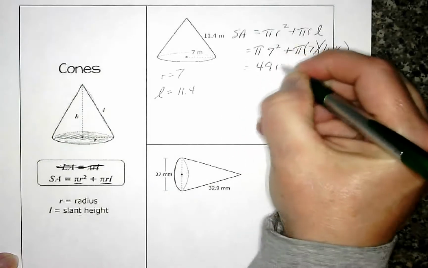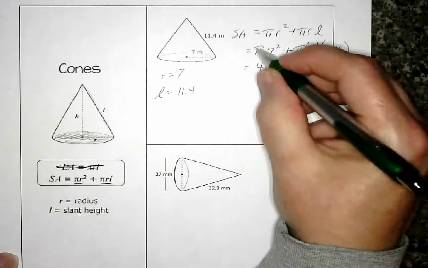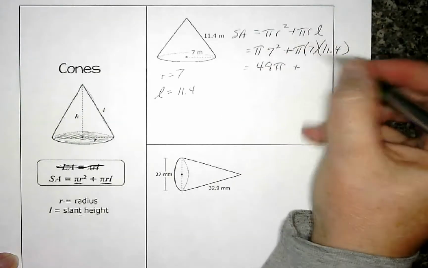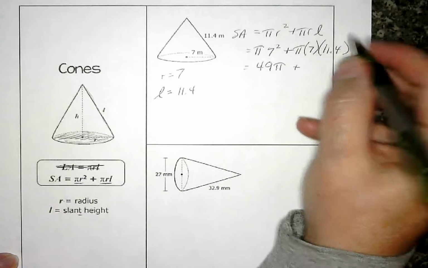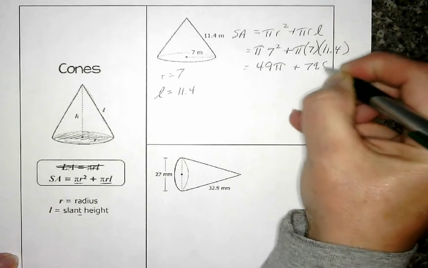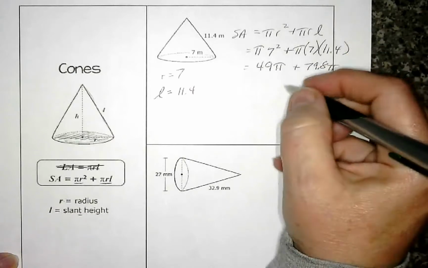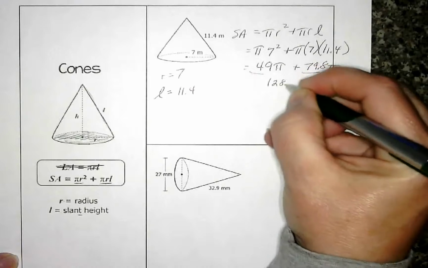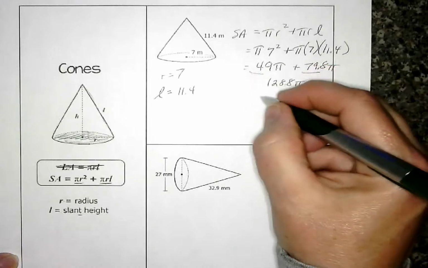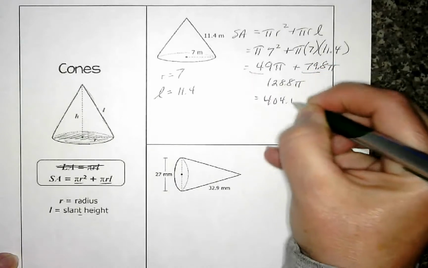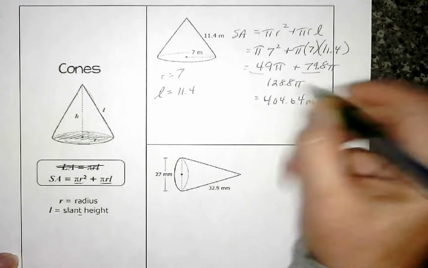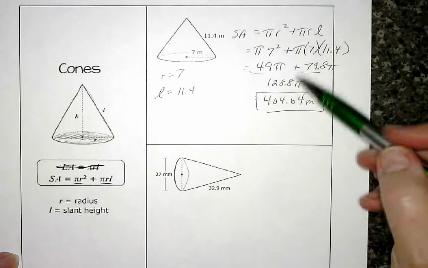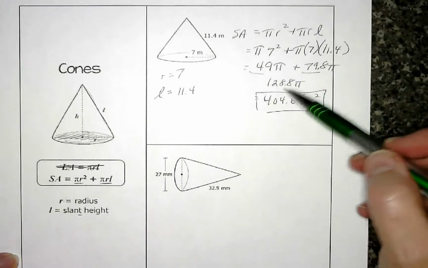So 7 times 7 is 49. Keep the pi with it, don't forget. 7 times 11.4 is going to be 79.8. Still have pi with it. When I add these two coefficients together, 128 pi, take it times, I'm going to get 404.64 square meters.